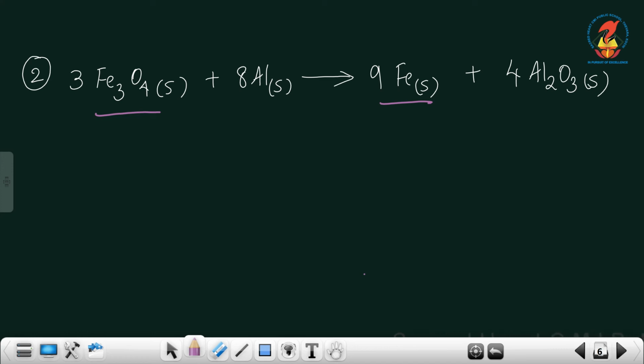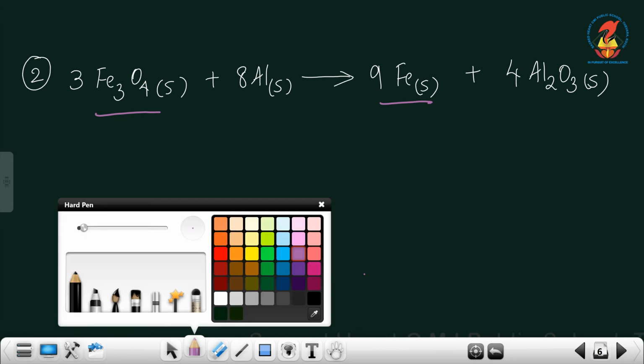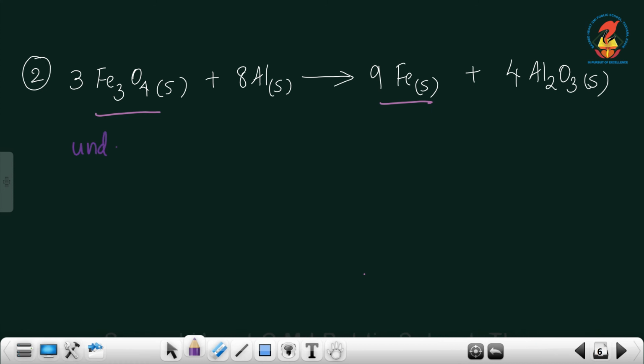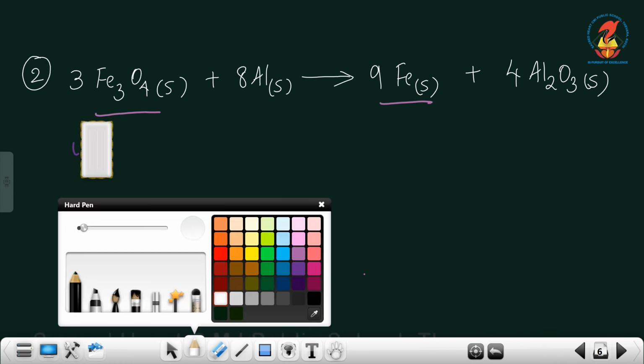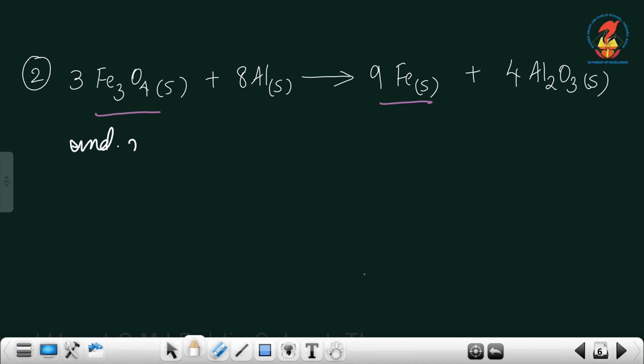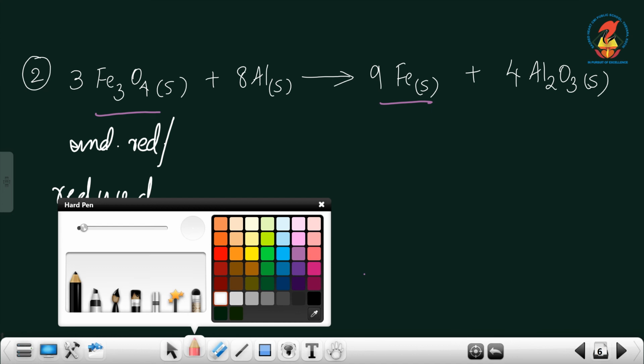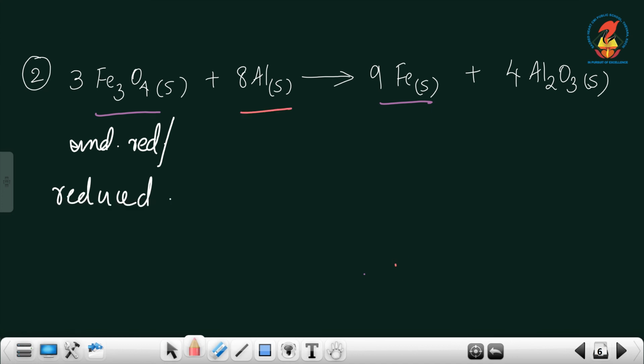We know that removal of oxygen is called reduction. So, Fe3O4 is undergoing reduction, or we can say it is getting reduced. Fe3O4 is getting reduced.